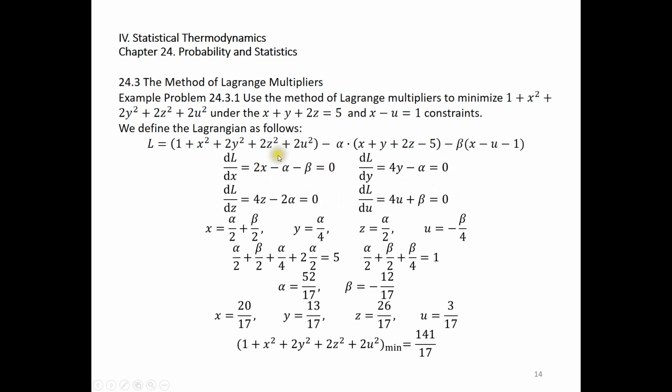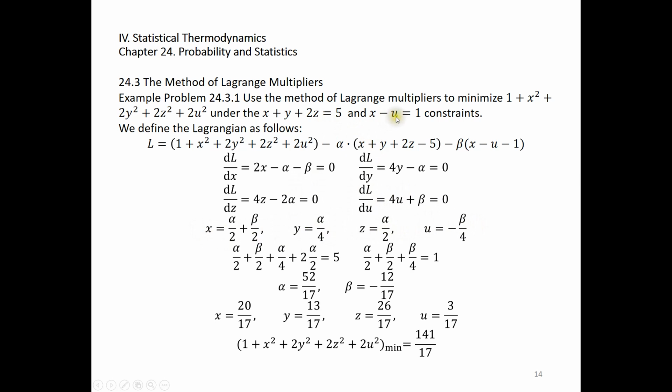And then from this equation, we see x is 1/2 alpha plus 1/2 beta. From this equation, y is a quarter of alpha. From this equation, z is 1/2 of alpha. From this equation, we have u is negative beta over 4. So again, you just need to know simple derivative calculus operations, and then you can get this. You express x, y, z, and u in terms of alpha and beta.